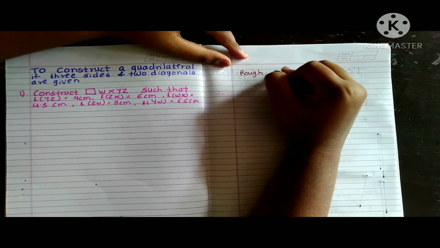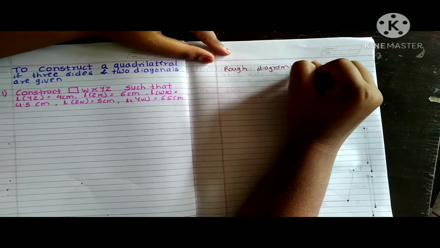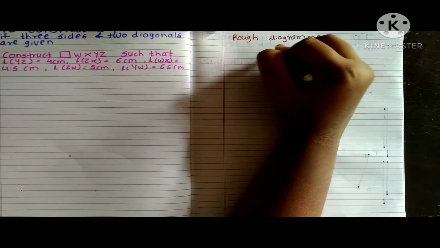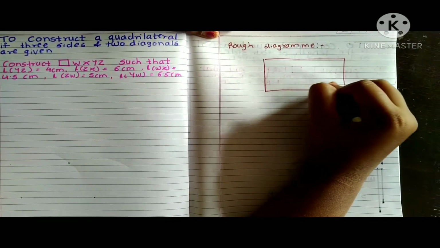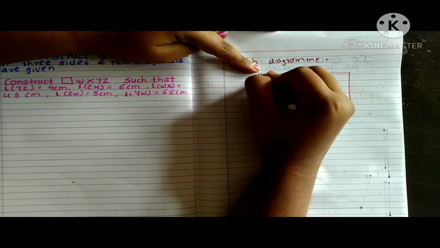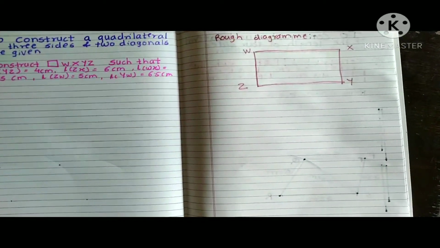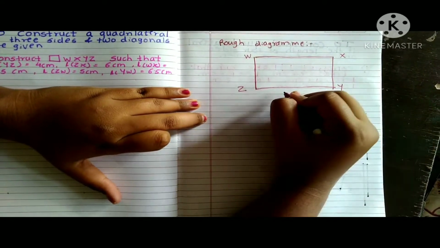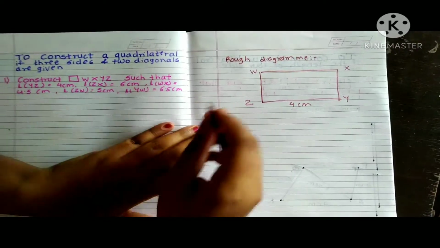So first, as per our rule of construction, let's draw the rough diagram. So let's draw one quadrilateral. So this is our quadrilateral. What is the name of the quadrilateral? W, X, Y, Z. Now what is given to us? YZ is 4 centimeter. Then ZX is 6 centimeter.